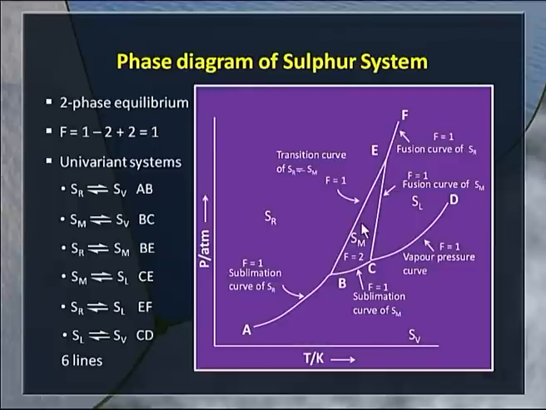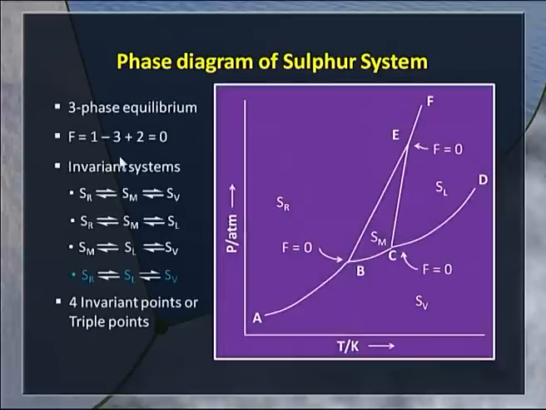the transition curve where rhombic and monoclinic can be made to convert into each other. You have CD, the boiling point curve of liquid sulfur, and CE is the fusion curve or the melting point curve of monoclinic sulfur, and EF is the fusion curve of rhombic sulfur. In all, there are 6 lines that are predicted, and we can identify them easily in the phase diagram.